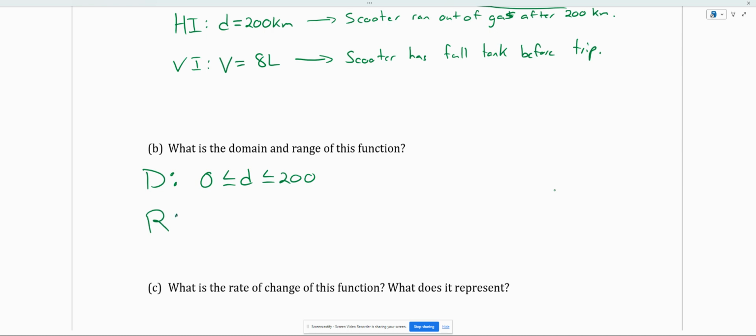Our range is very similar. We can have 0 liters. Oh, sorry, it's using V. Let's erase that. It's using V for volume. We can have 0 liters of volume, and the maximum, a full tank, was 8. So there's our range for the volume. Again, remembering that domain is the input restrictions and range is the output restrictions.